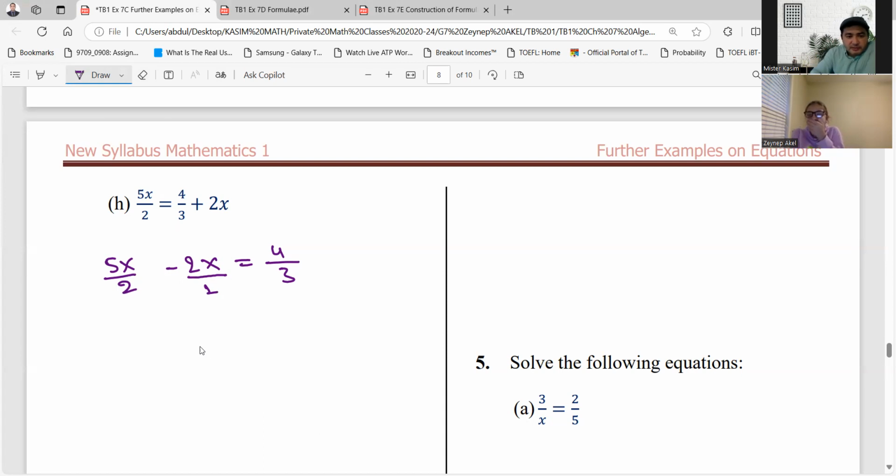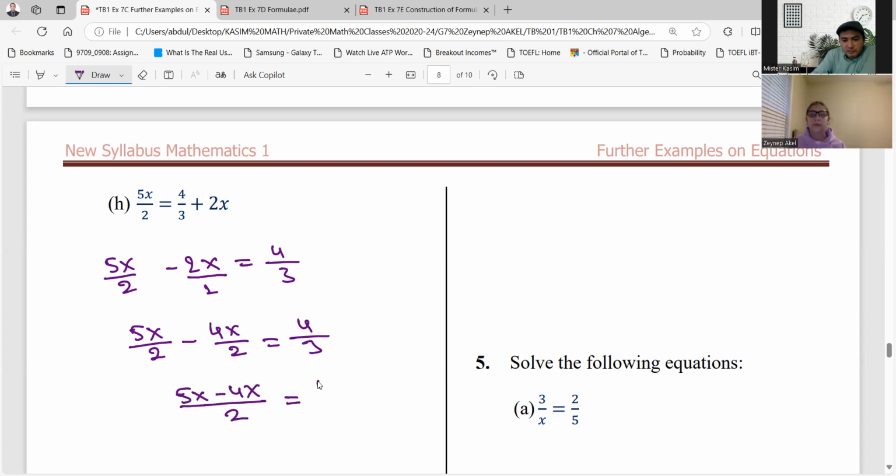So the common denominator is 2. I can write it as 5x over 2 minus 4x over 2. That's equal to 4 over 3. Right? Yes. Good. And now denominators are the same. I can write here 5x minus 4x over 2 is equal to 4 over 3.